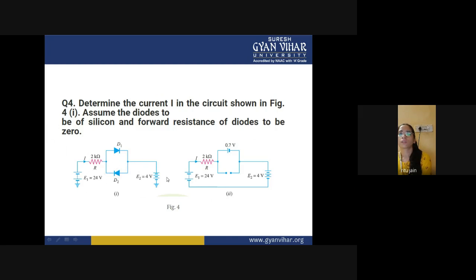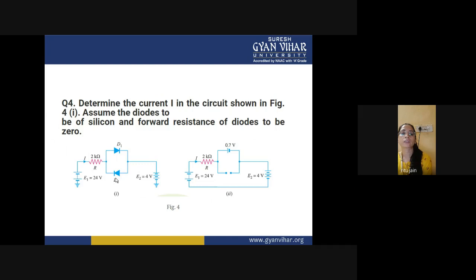Okay, ground is connected to ground. So the voltage drop across this terminal is less than the voltage across this terminal. So diode D2 will be in reverse biasing. When a diode is in reverse biasing, it will not conduct, or it will behave like an open circuit.